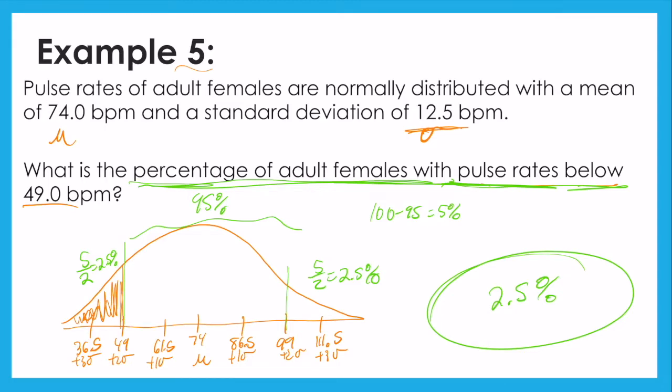Now, this is great. The 68, 95, 99.7 rule, super easy to use. Here's the issue. What if I wanted to know the percent of people who had pulse rates below 77 or above 102? Those don't fall on nice standard deviations, and that's when we need to talk about something called Z-scores.